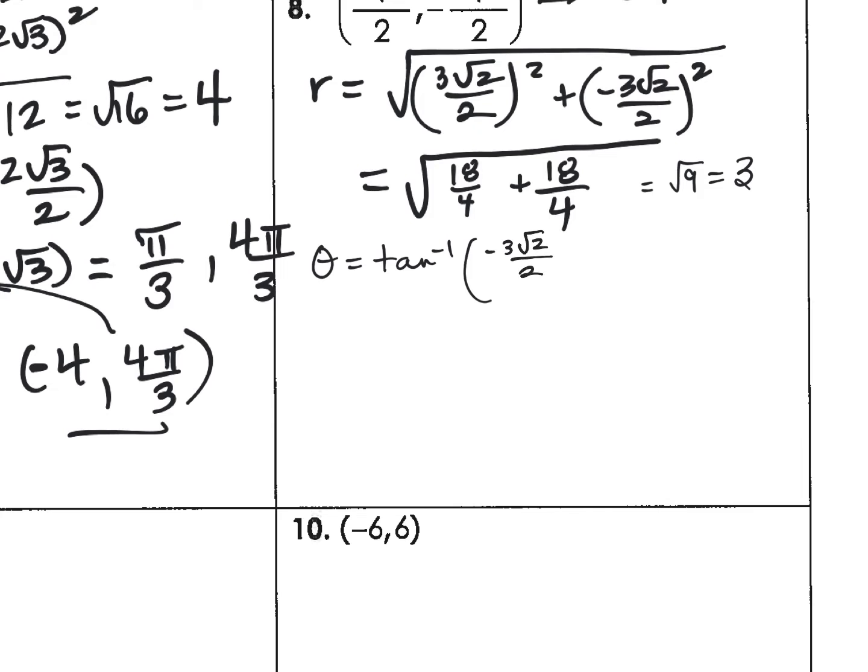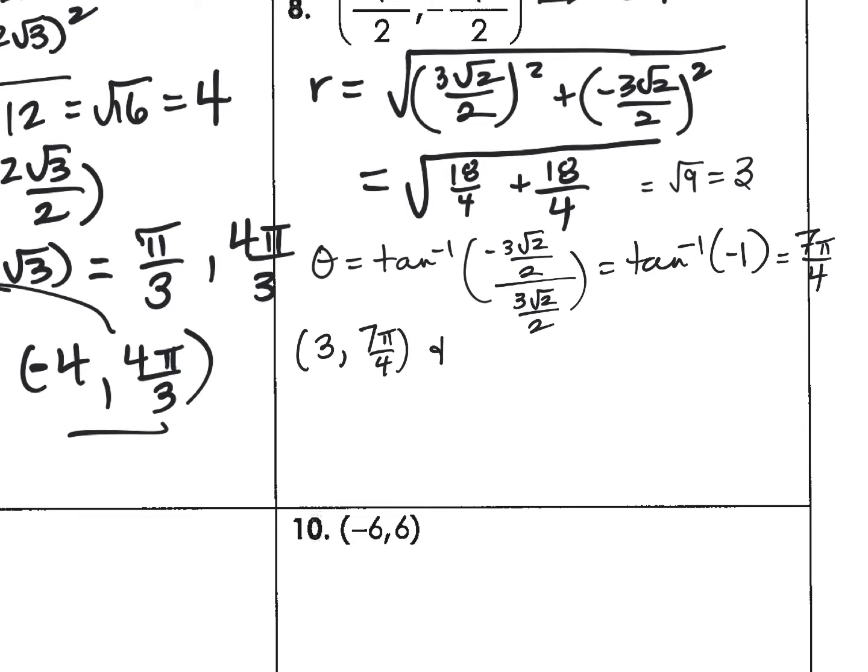So this is really the inverse tangent of what? Negative 1. So where is tangent negative 1 in the fourth quadrant? 7 pi over 4. 7 pi over 4. So we know one of the points is 3, 7 pi over 4. So what is 7 pi over 4's counterpart in the second quadrant? 3 pi over 4.